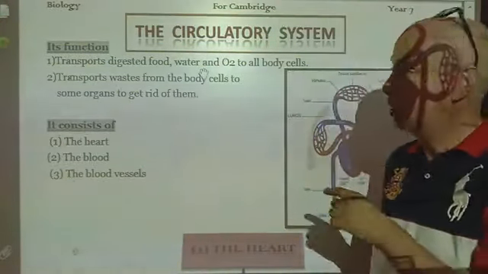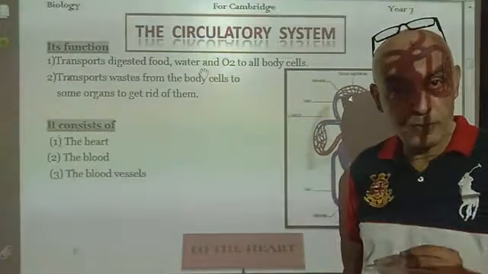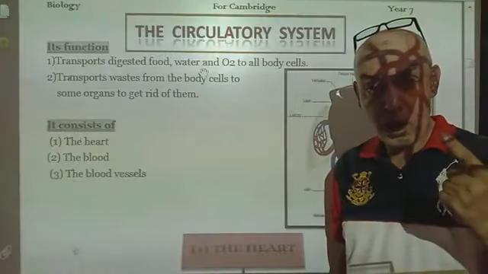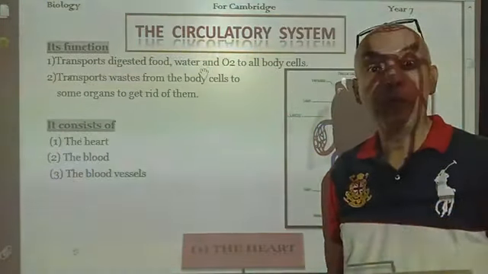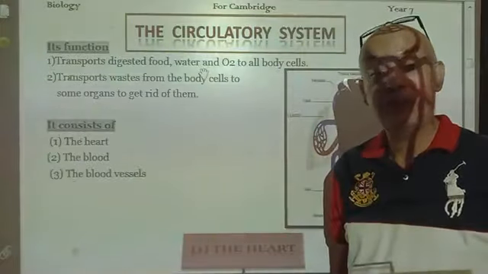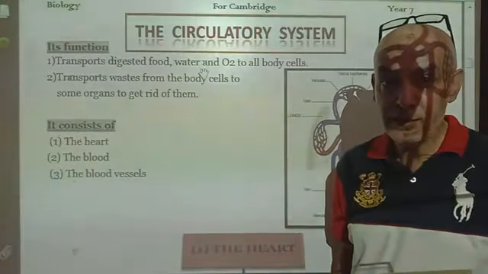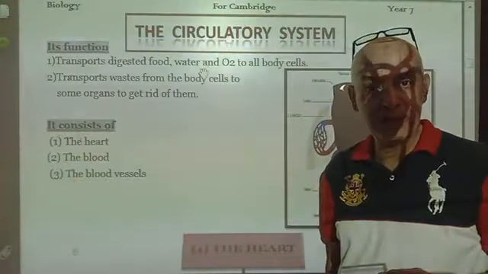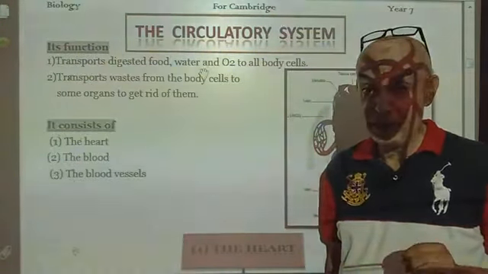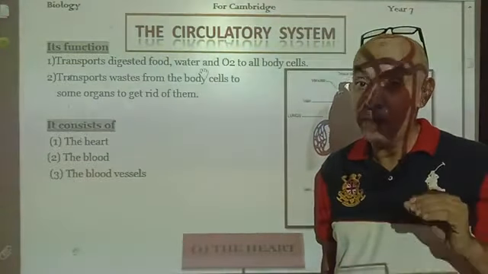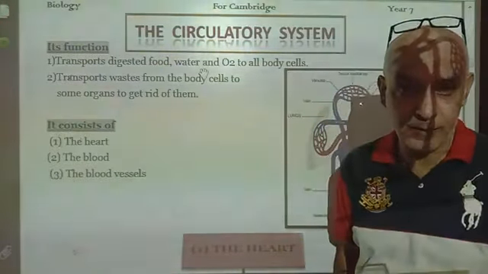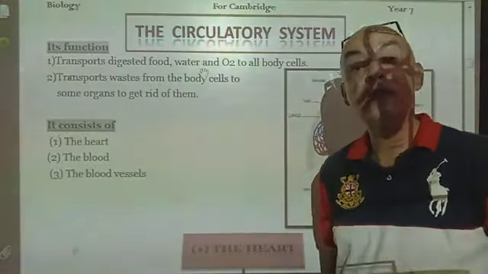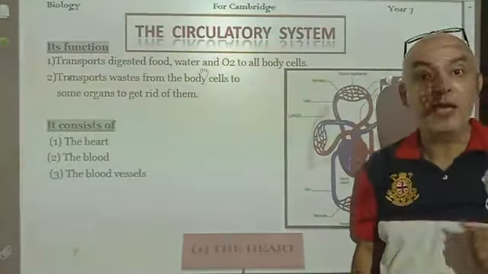Once again, your circulatory system is responsible to transport digested food, oxygen, and water to all parts of the body. Then it transports wastes. These wastes are produced from burning of food inside the body cells. The body should get rid of them, or they will poison the blood, causing blood poisoning. This system transfers these waste products to some organs to get rid of them.